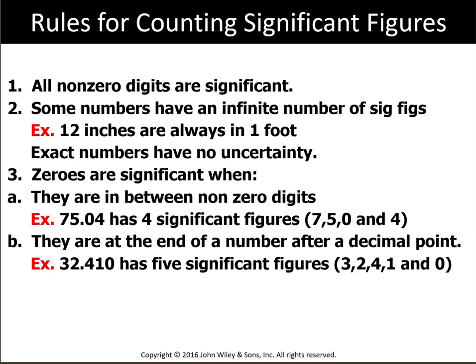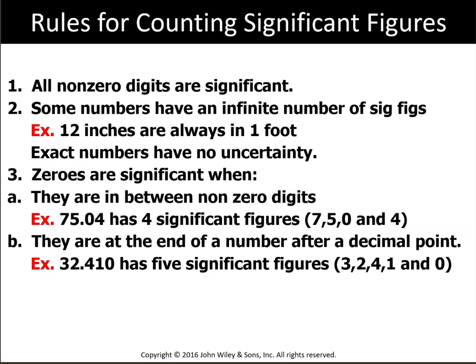Some numbers have an infinite number of significant figures, whole numbers. So if you're counting, or if you're using a constant number as a conversion factor, that's going to have an infinite number of significant figures. Now, if the number given to you has zeros, there are two ways we can approach the zero. We have zeros that count as significant and zeros that do not count as significant.